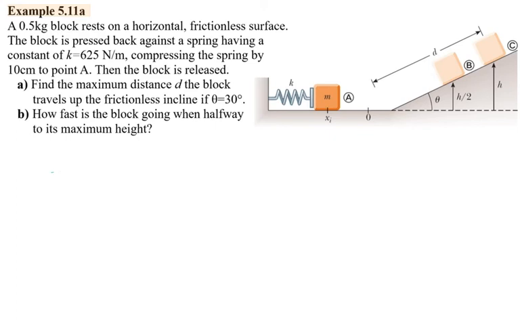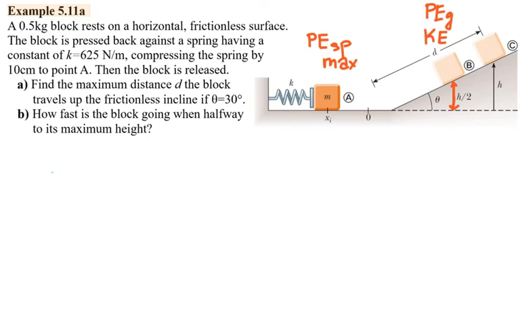So let's write each point A, B, and C, what kind of energies we have at each point. At point A, I have potential energy of the spring maximum. Then at point B, at 1/2 the height of the maximum distance it travels, I have the gravitational potential energy of the block because it's at a certain height, and I have kinetic energy of the block.